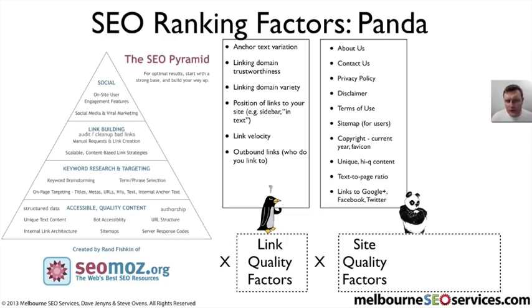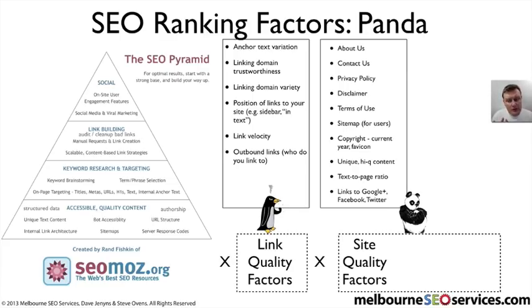The other thing that Google's interested in is making sure that the sites that they send people to are quality sites. So they look at things like, do you have a privacy policy? Do you have a terms of use? Do you have a sitemap for the users? Is your content unique? Have you got a site that's got a reasonable amount of text on it, or is it just all covered in ads? All those sorts of things.